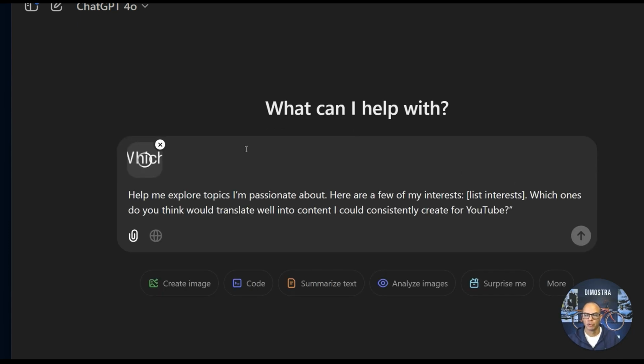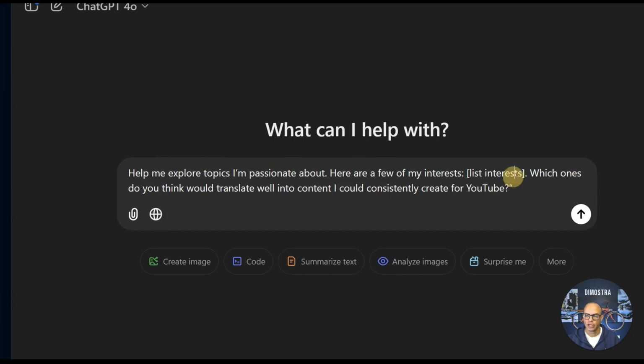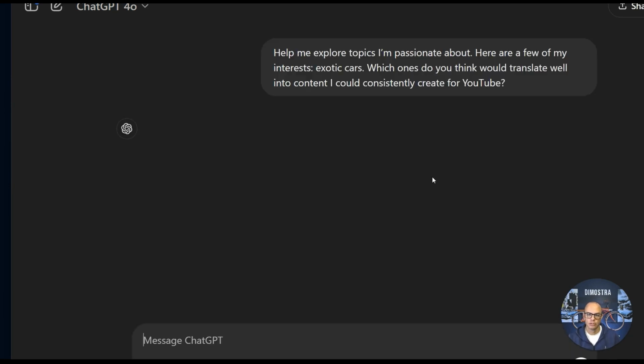Okay, I'm going to paste my prompt in here. And the only thing I have to change here is this right here, list interest. Now, you can put multiple ones just to make this easy and move quickly. I'm just going to use one here, and I'm going to use the example exotic cars. Okay, and then that's all you have to do. Let's see what it comes up with.